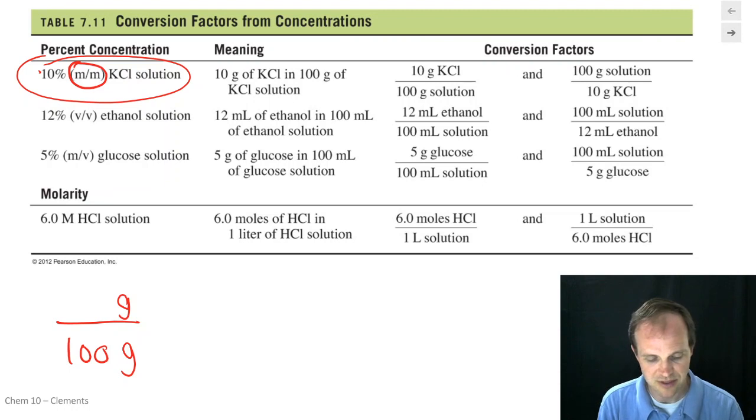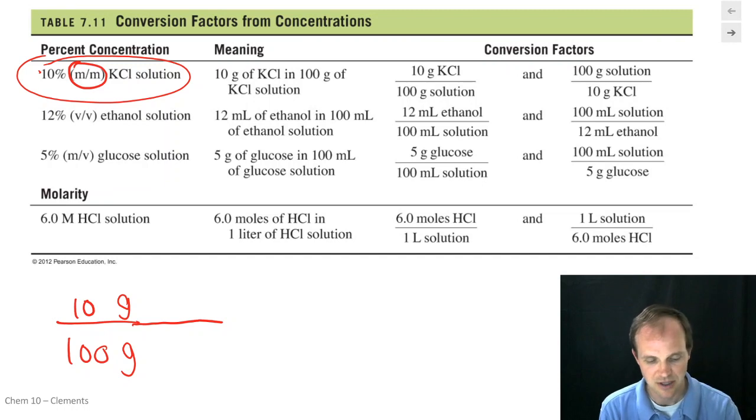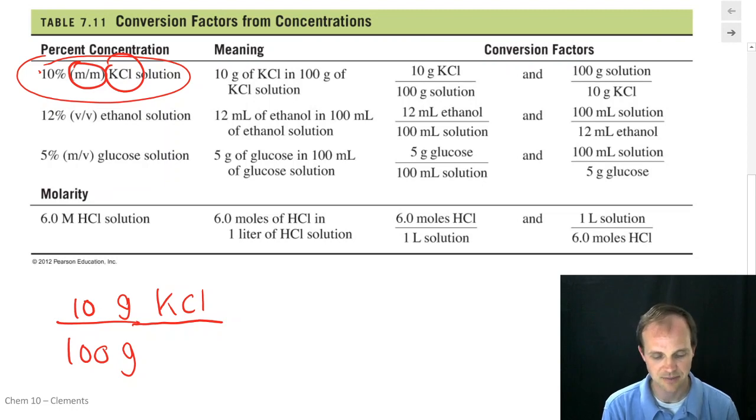Now, what number goes up top? Well, the 10% means that we have 10 grams out of 100 grams. Now, we are chemists, and so we're not happy just to leave it as grams. We have to know grams of what? And remember, it's grams of solute over grams of solution. Our solute here is going to be potassium chloride, which we just get from our definition up there. And over here, it's going to be grams of solution. So that's what that percent means.